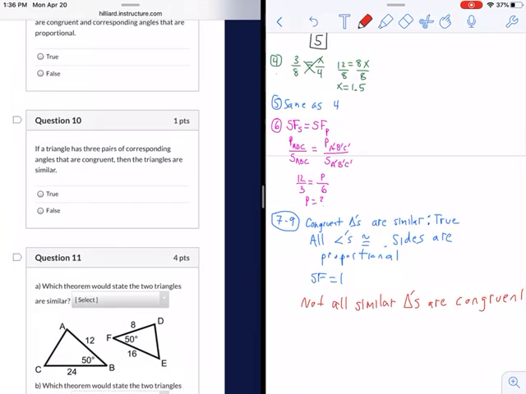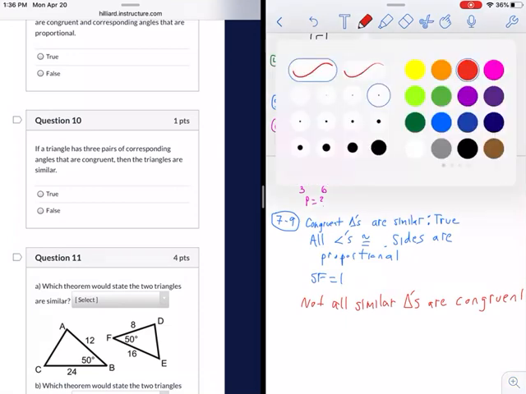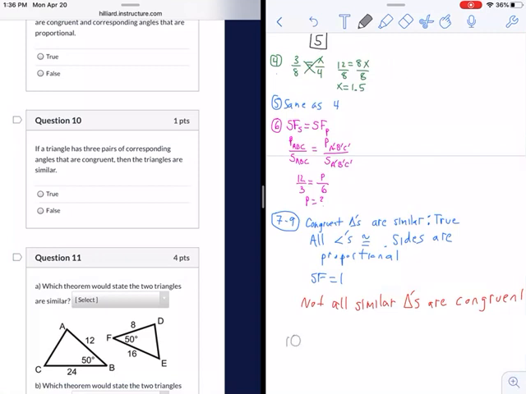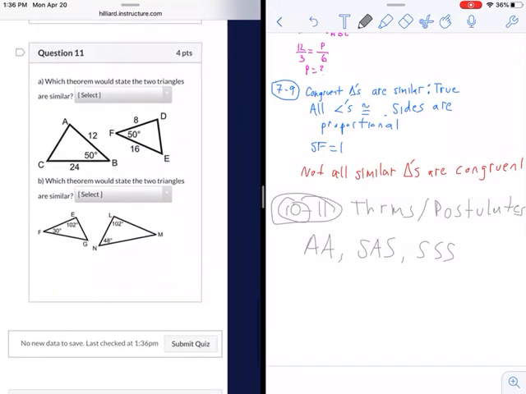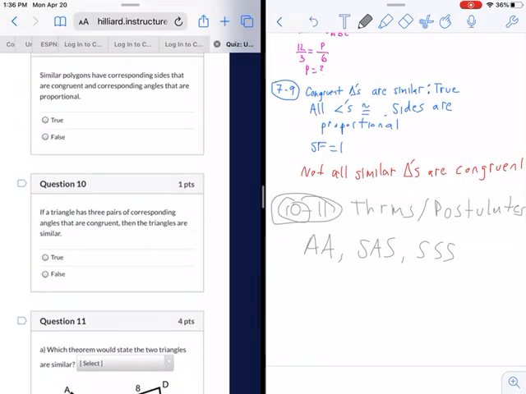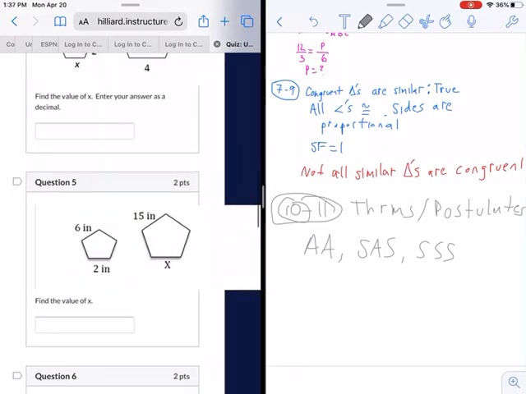Yeah, and let's look at 10. So then really what you just need to know for 10 and 11 is the theorems and the postulates, whether that's angle, angle, side, angle, side, or side, side, side. Alright, just that right there. Alright, so that's a quick review. Use it. Good luck on the test. I know you guys will do great.